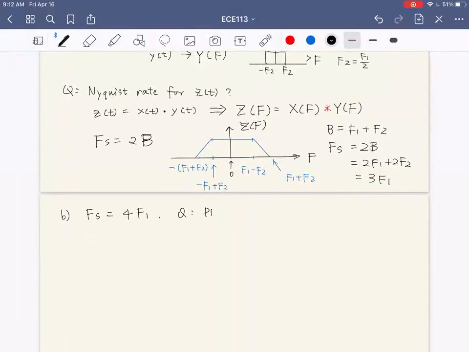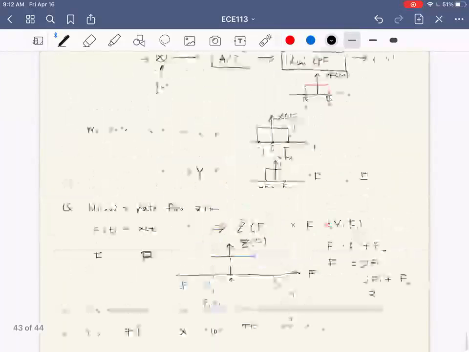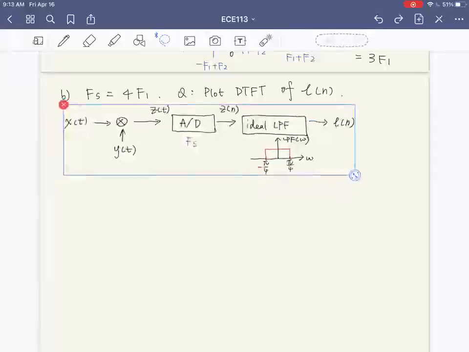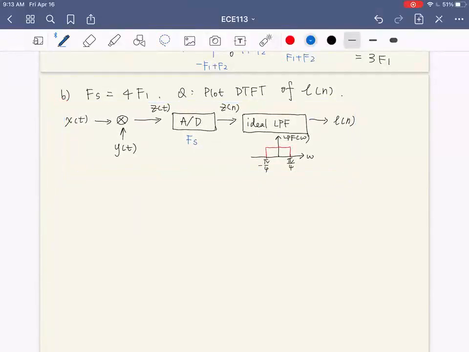And my question is, let's plot the DTFT of l[n]. What is l[n]? l[n] is the output after z goes through the ideal low-pass filter. All right. So to solve for l[n], let's talk about the way of thinking. We first need to plot the DTFT of z[n], and then we apply the low-pass filter, whose spectrum is drawn here. We'll get the DTFT of l[n]. All right. For convenience, let me paste it here. All right. Great. Okay.